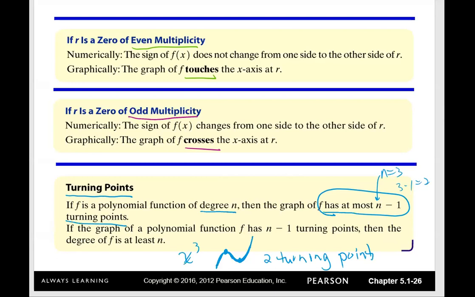Now it does say at most. At most. It's possible you may only have 1 turning point on some of these. It just depends on the graph. But you wouldn't have any more than 2.